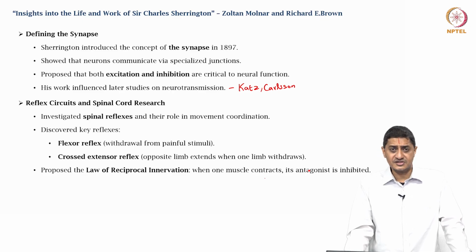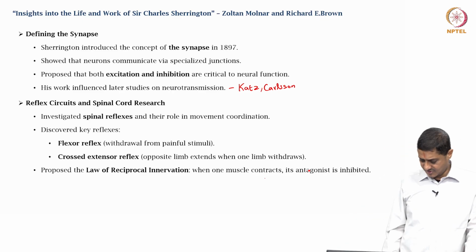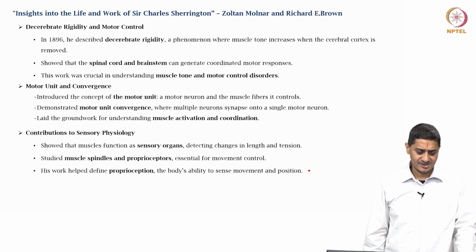That is a discussion for another day, but for some reason biological organisms prioritize this, and this is achieved through this reciprocal inhibition and the reciprocal innervation, by which one contraction essentially causes inhibition in the other neuron, other muscle.